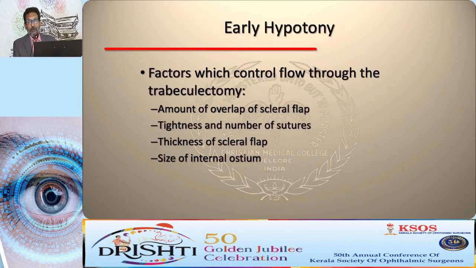Looking at things a different way, early and late hypotony also need to be thought about a little differently. In early hypotony, you have to revise in your mind what are the other factors which are controlling the flow through the trab. And the main thing is the amount of overlap of the scleral flap over the internal ostium. Also, the tightness and the number of sutures with which you have sutured the scleral flap. The thickness of the scleral flap does matter. And last of all, really the least important, is the actual size of the ostium.